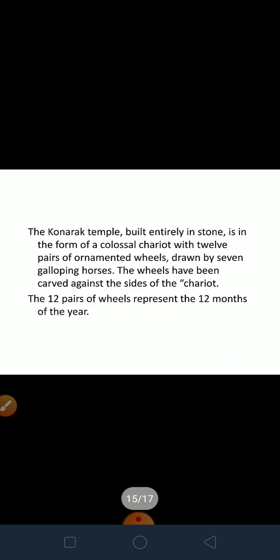Here you can see the beautiful wheels. They are carved out of stone. They are extensively sculptured. There are motifs, there are designs on it. It's entirely built of stone. It's in the form of a colossal chariot with 12 wheels. The wheels are ornamented. It's not a simple or smooth one. Ornamented means you can see lots of designing done on them, and the chariot is drawn by 7 galloping horses. The 12 pairs of wheels represent the 12 months of the year.